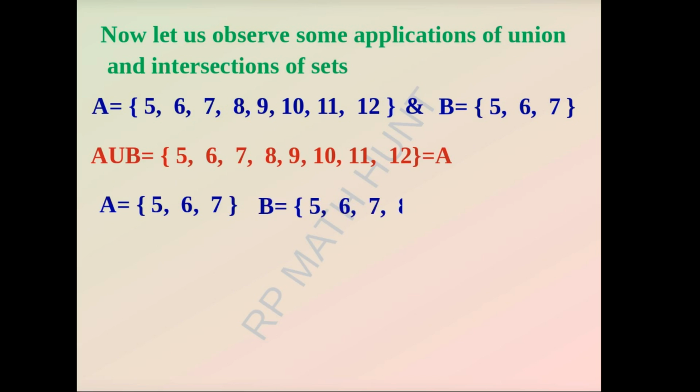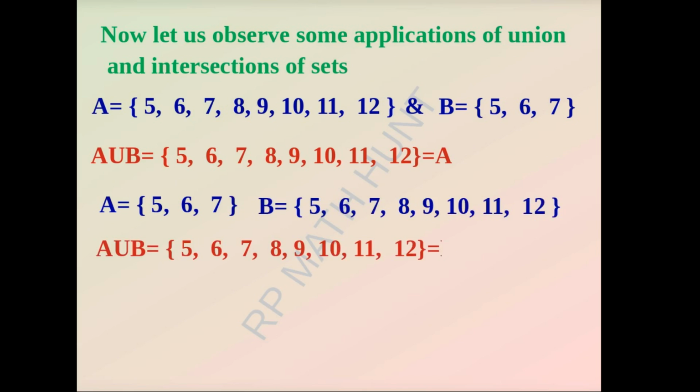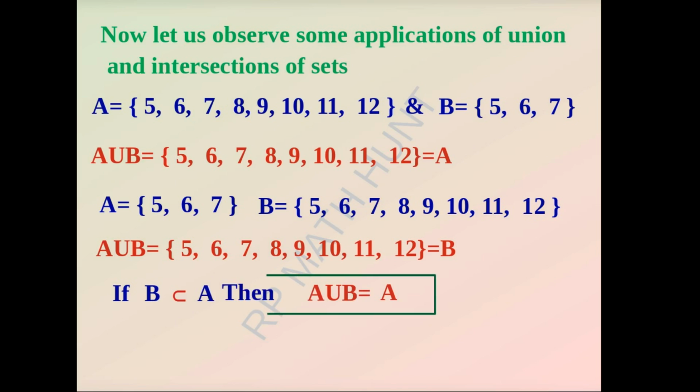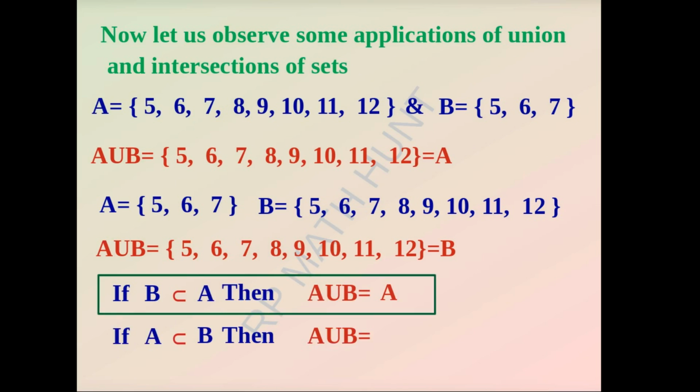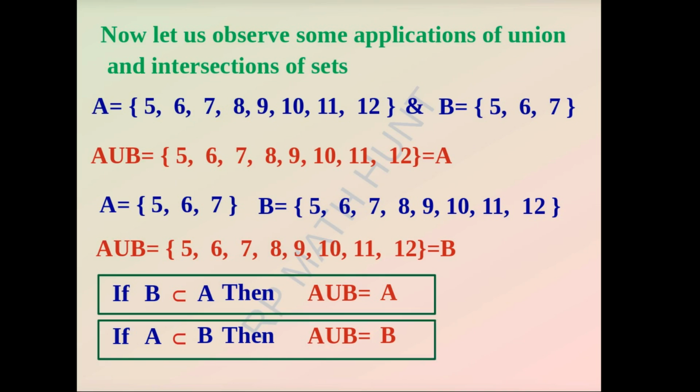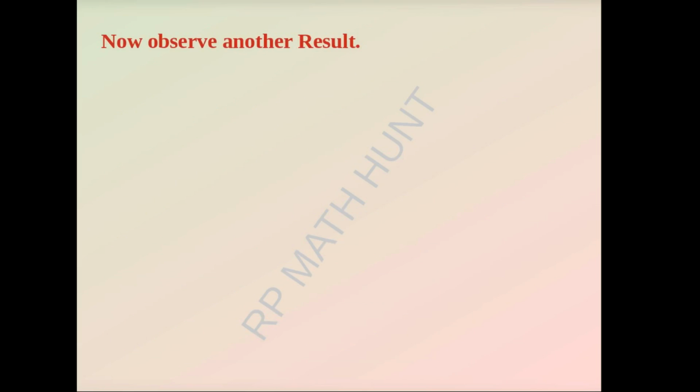If A consists of some elements and B is a subset of those elements, then A union B is equal to what? The elements which are in A and B are A only. If B is a subset of A, then A union B is A, and if A is a subset of B, then A union B is B. Remember this very well. Now, observe another result.